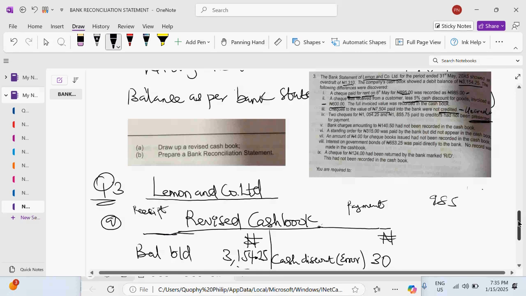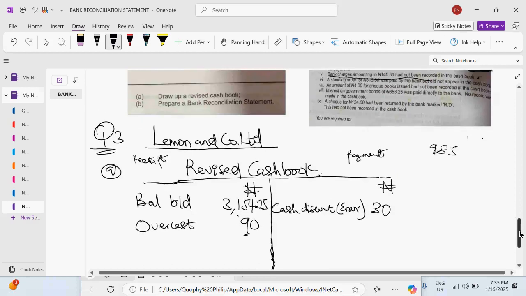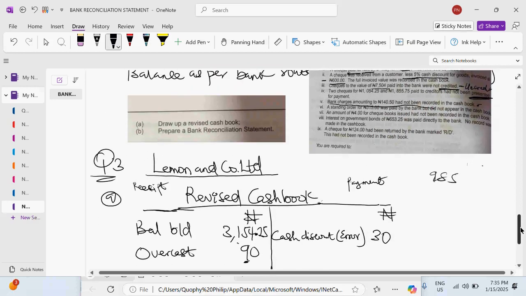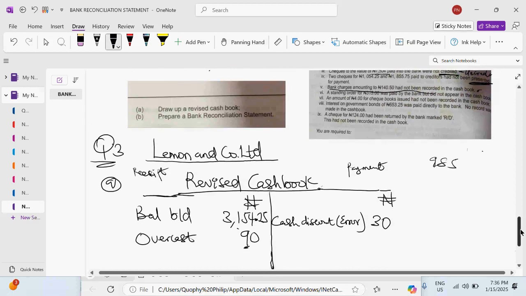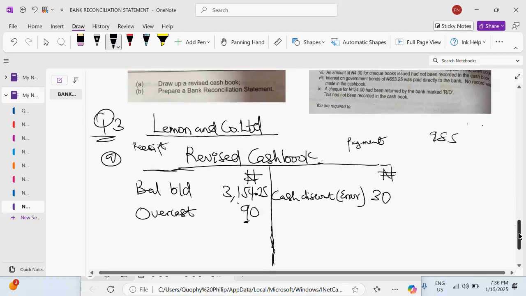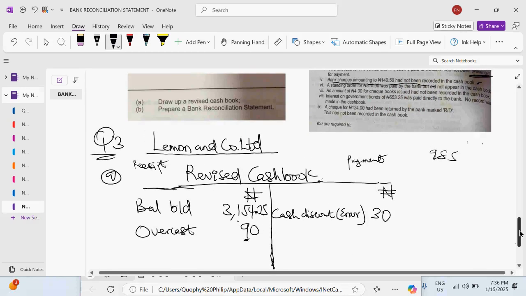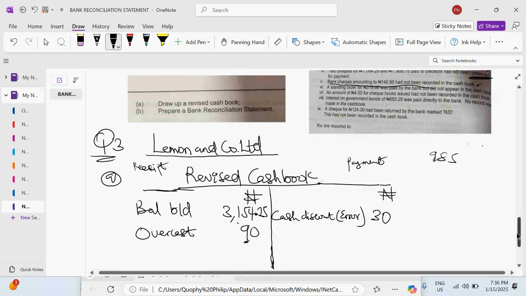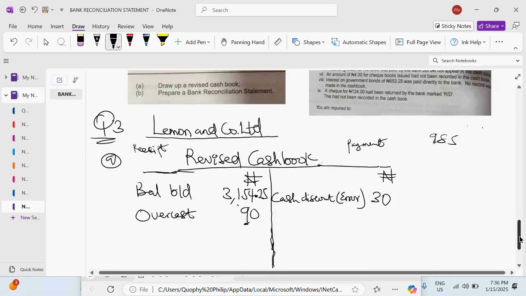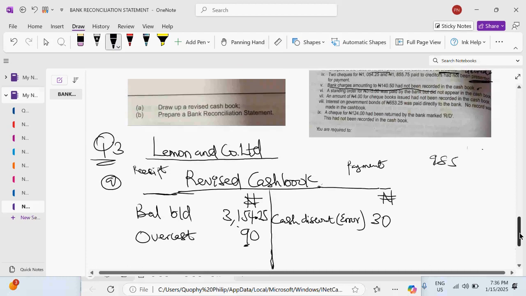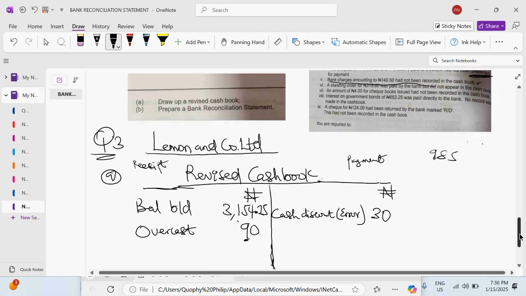Alright, so now we move on to the next one, which is bank charges. Bank charges amounting to had not been recorded in the cash book. If it has not been recorded in the previous cash book, what do we do? It means we record it in the revised cash book, right? We record it in the revised cash book.